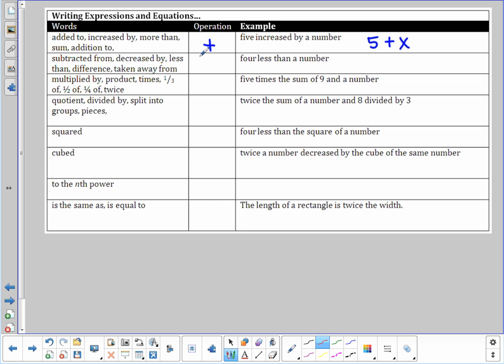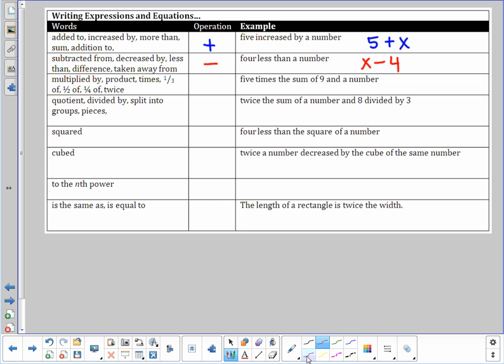The second one, subtracted from, decreased by, less than, difference, taken away. All of those words translate into subtraction. Then if I look at the example, 4 less than a number. We need to be careful with one like this because a lot of people want to say that that's 4 minus the number, but 4 less than the number means that you're actually starting with x and subtracting 4. You're taking 4 away. So the minus 4 has to come after the x.